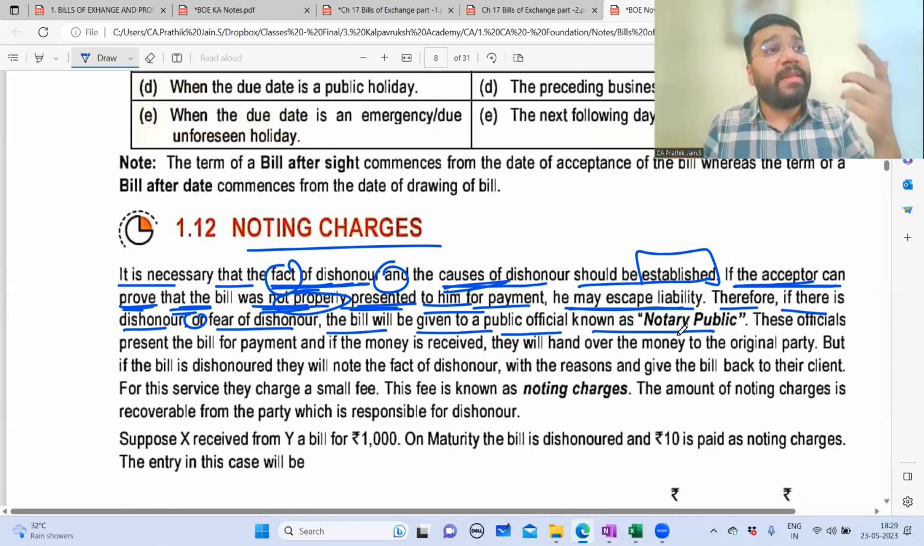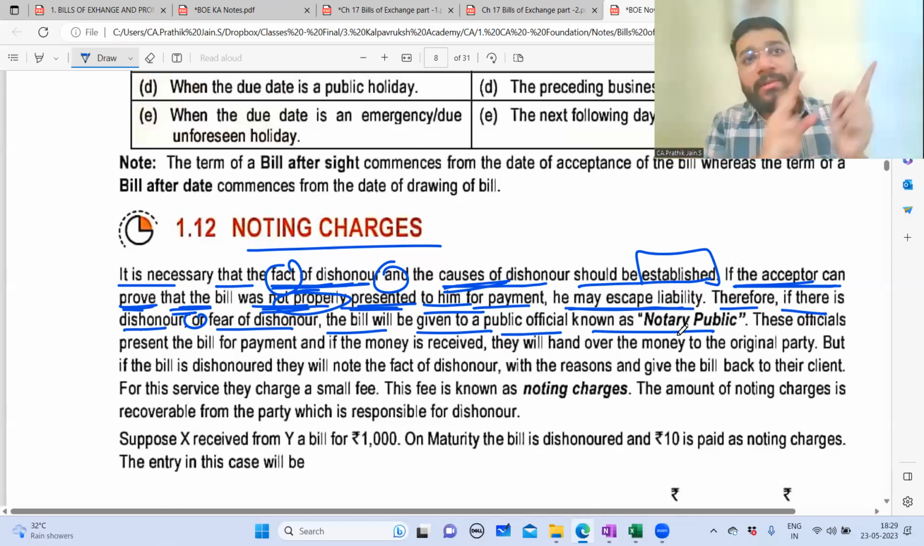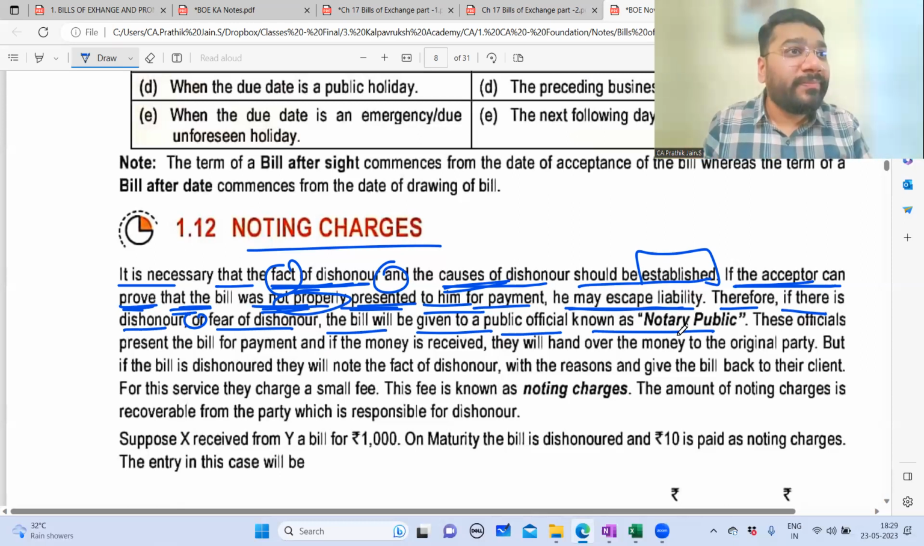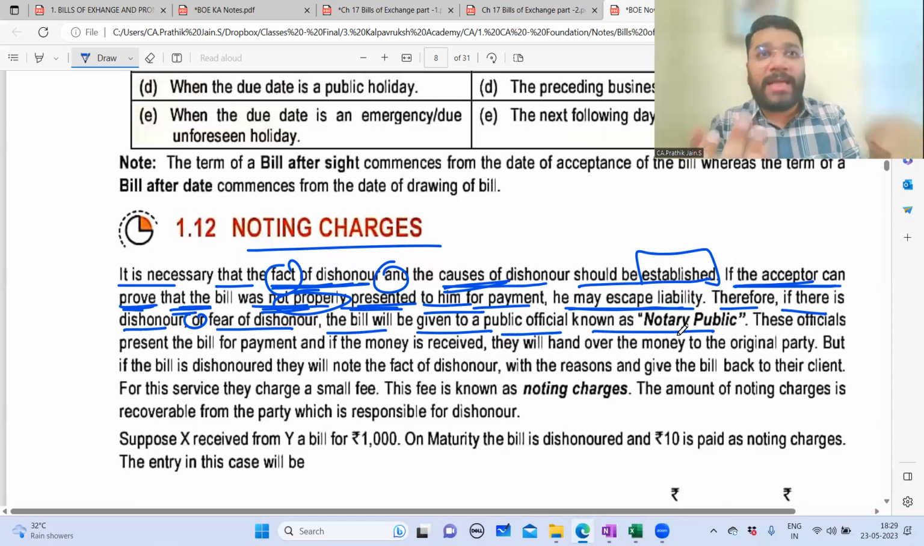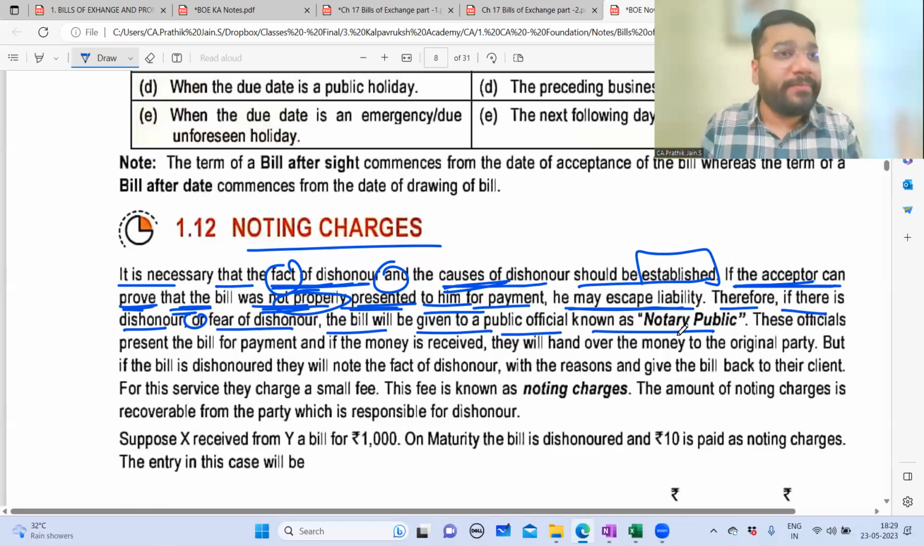Sometimes what happens, the seller will clearly know the terms between the seller and buyer are not good. The seller will know that we have already had an argument over a call. If I go and give this bill to the buyer, he will not give me the payment. So what you will do is take the notary public along and go. And in front of the notary public, you ask for money. If that guy doesn't give the money, the notary public will capture all the genuine reasons and give them to you as evidence. You can take that evidence and go to a court of law and file a case against the buyer. That is how important the notary public is.